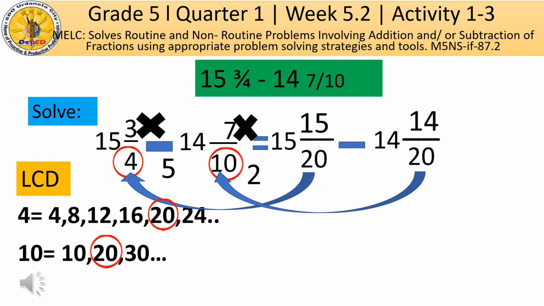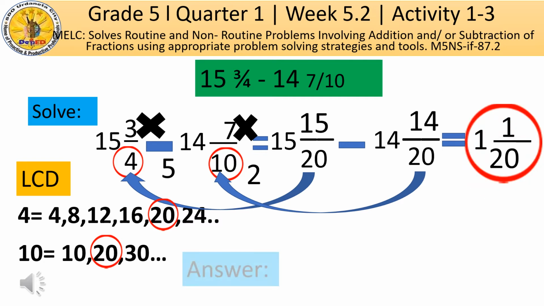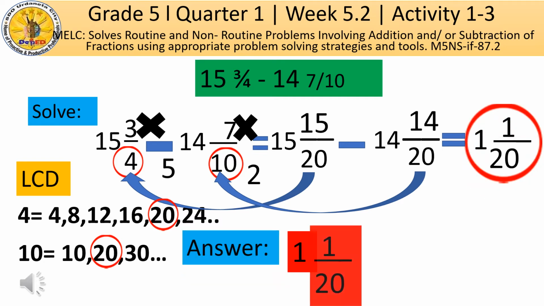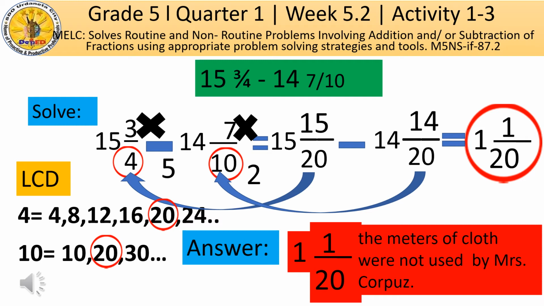Then let us now subtract the whole numbers first. So 15 minus 14 is equal to 1. Then let us subtract both numerators. 15 minus 14 is 1. And for the denominators, 20 and 20, just copy the denominator 20. Therefore, the final answer is 1 and 1/20 meters of cloth were not used by Mrs. Corpus.